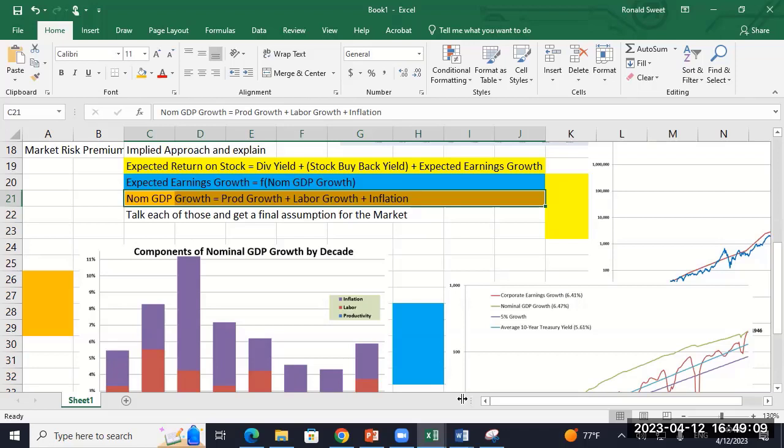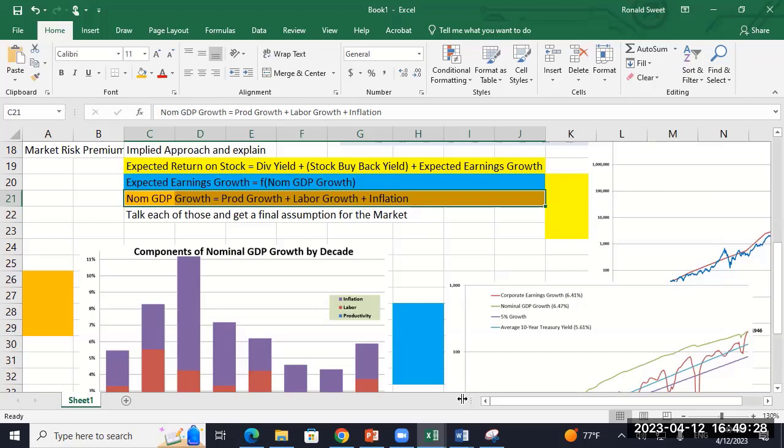Don't do that. You're not forecasting productivity for next year. We're talking the next 50 years. The fact that someone says productivity is going to be 1.5% next year, that's meaningless to this analysis. We're talking the next 50 years. That's why I've given you 50 years of data, so you can look at the history and talk about it.